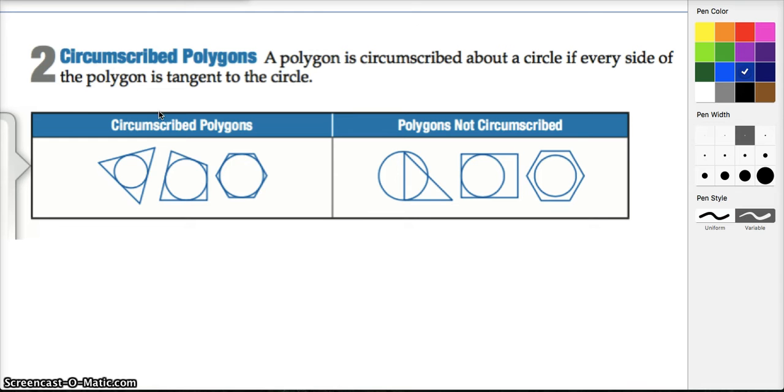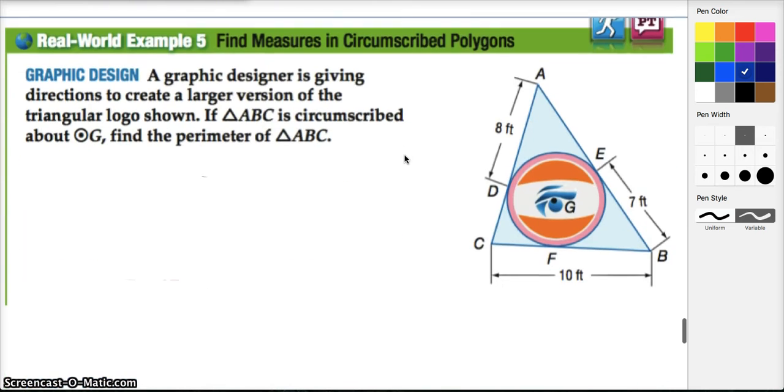So we've talked about inscribed and circumscribed. Sometimes we can have polygons that are circumscribed about a circle, meaning they're on the outside as opposed to being on the inside. So when you have circumscribed polygons, they're tangent to each side of the polygon. These guys are not circumscribed because each side of the polygon isn't tangent to the circle. Are you guys with me? So circumscribed polygons, not circumscribed polygons. So with that, let's go ahead and take a look at what we're working with here.